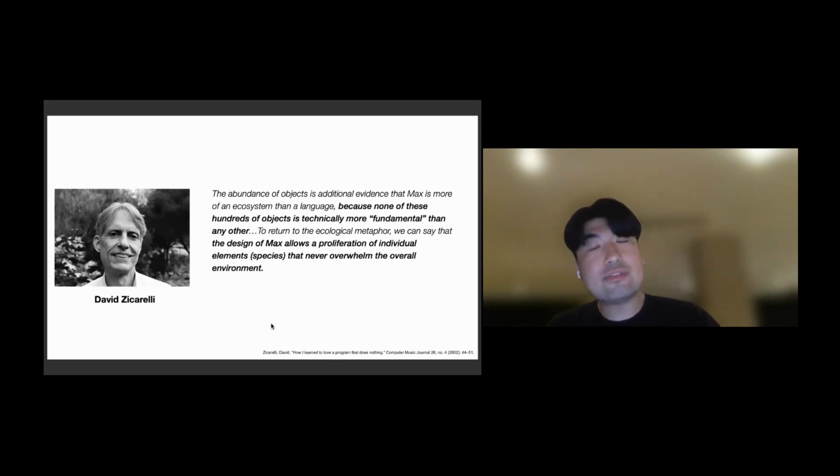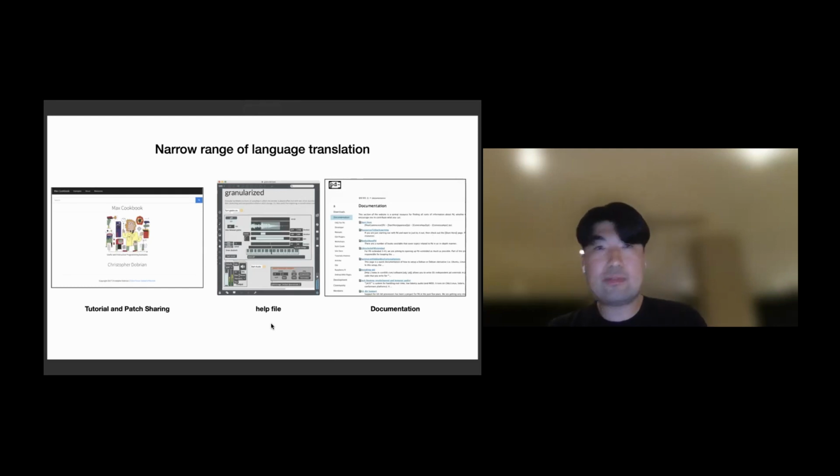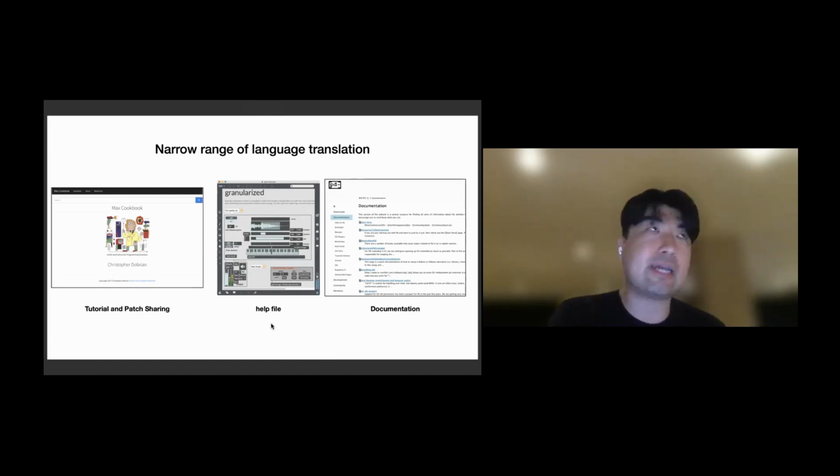Now, before I go to the next section, I do want to briefly mention that these apparatus and spaces are recently more English-based, which I see as a shortage of the current Max community.